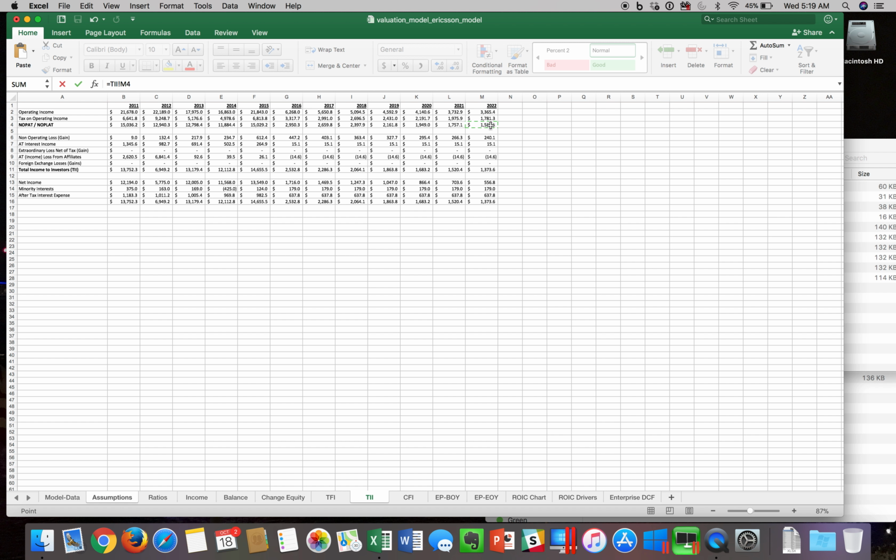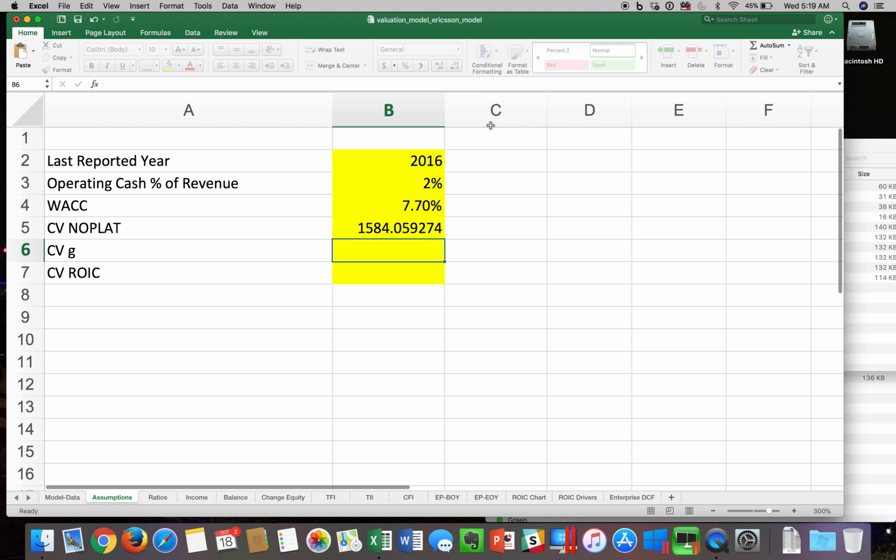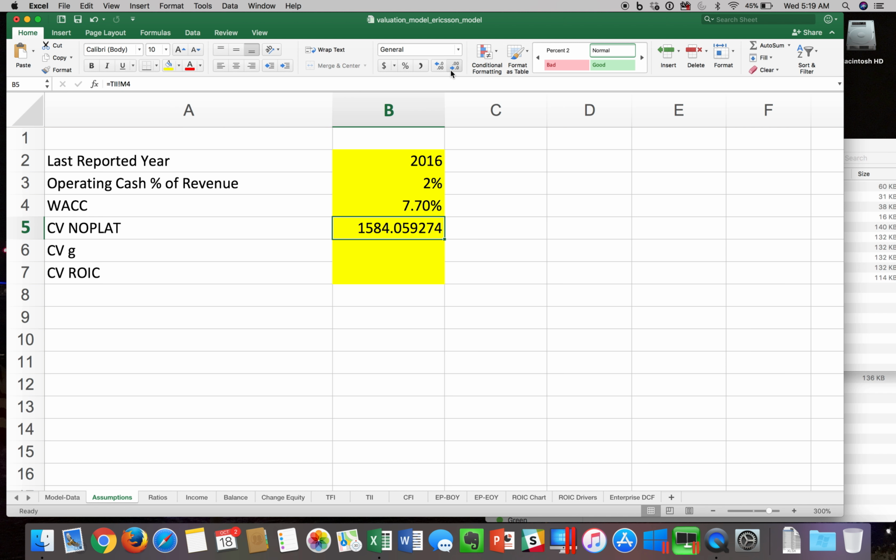So again, when we forecast, we always forecast the number of years in our model that are defined plus 1 additional year. That plus 1 additional year, in this case 2022, the 6th year, is the beginning of the continuing value period. So NOPLAT for 2022. Okay, and again, just getting rid of some decimal places.